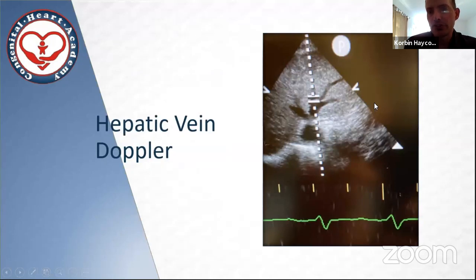And then the other view you can sometimes do if you can't get an adequate subcostal view is just move over to the anterior axillary line, and you can normally Doppler the right hepatic vein from there.